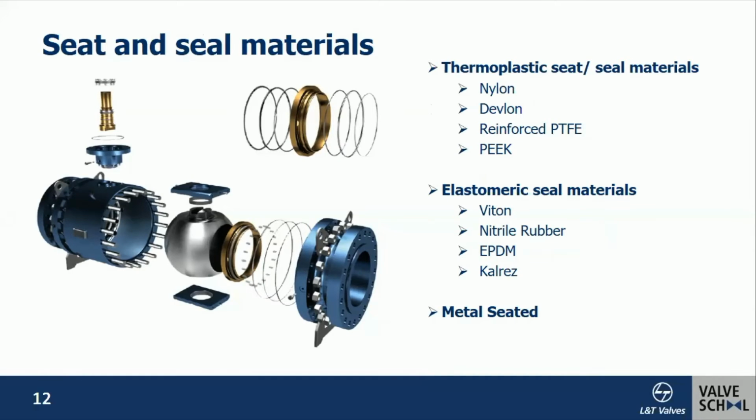There being soft-seated requirements, these valves also come with typical plastic and elastomeric materials. We will show you where these materials come up. The thermoplastic materials are normally nylon, Devlon, reinforced PTFE, or PEEK. Common elastomeric seal materials are Viton and nitrile rubber. There could be certain chemical applications coming with EPDM. And there are other perfluoro elastomers like Kalrez, which are also used as elastomer seal materials in these valves. The other variant is the metal seated range of valves.